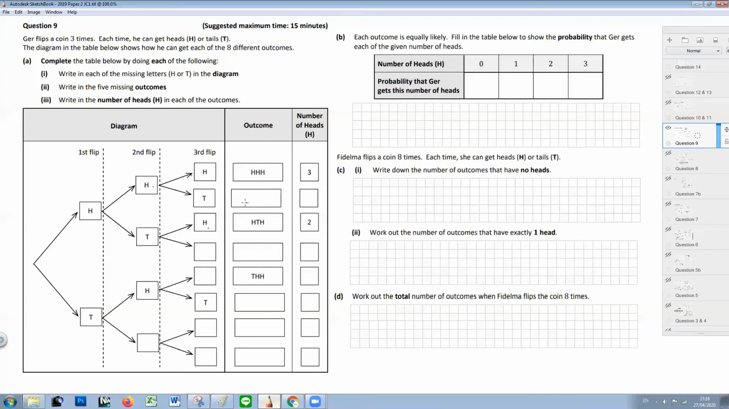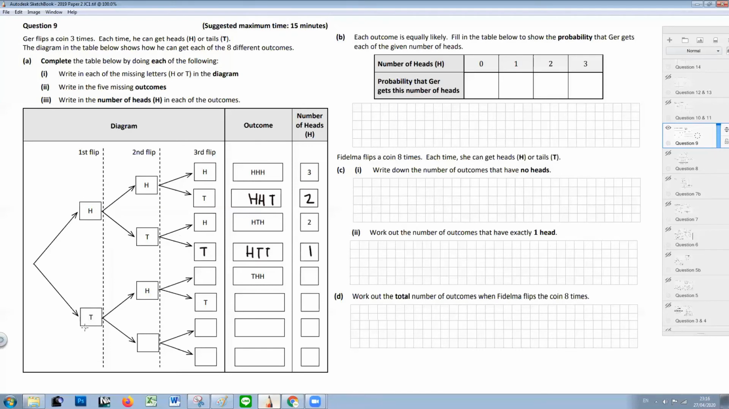That's going to be H, H, T, and it's going to be 2. This is going to be HT, and then this is going to be THT. So it'll be HTT. And the number of heads in this is going to be 1.